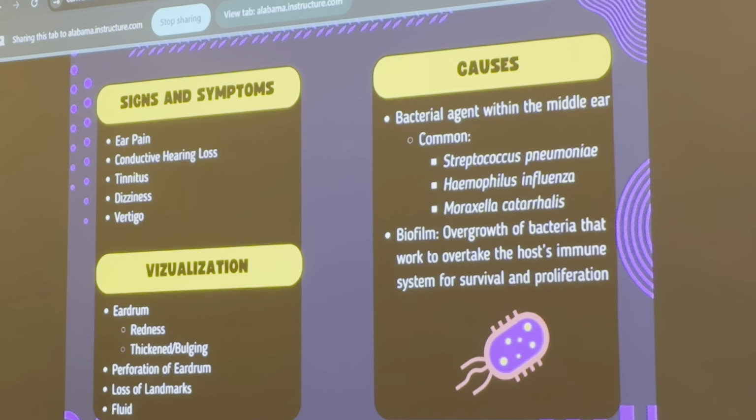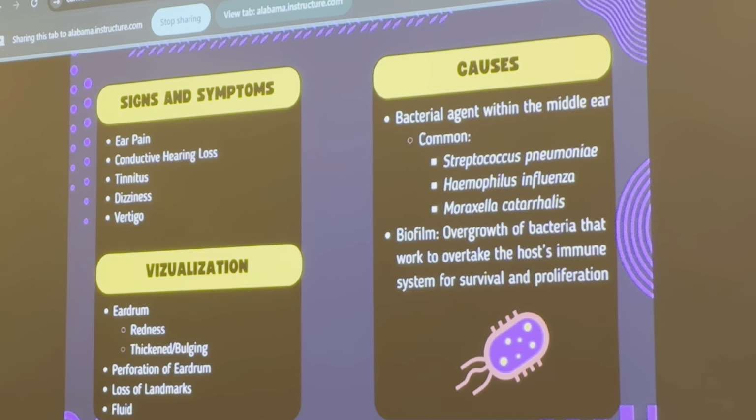What are we actually going to see on our exam? So when we visualize that ear, what are we actually going to see? We're going to see some redness, some erythema. We're going to see a little bit of bulging within that eardrum. We may see a little bit of fluid behind that ear, a little pocket of fluid. Maybe they have a perforated eardrum altogether, and so we will see that on our exam.